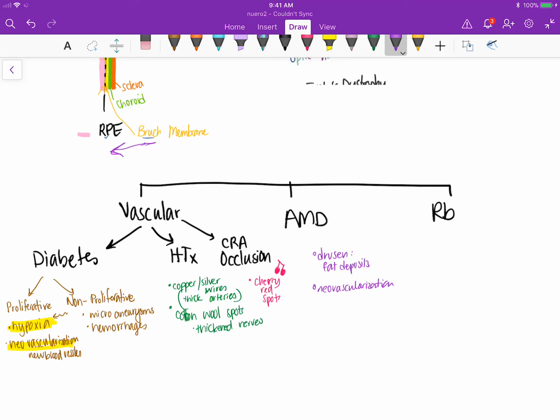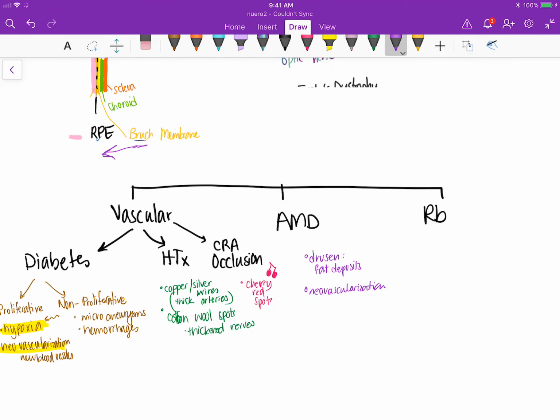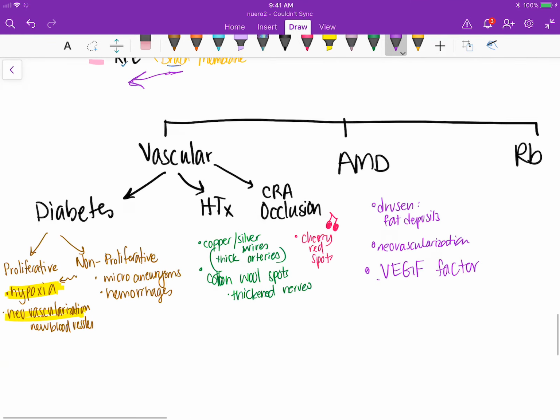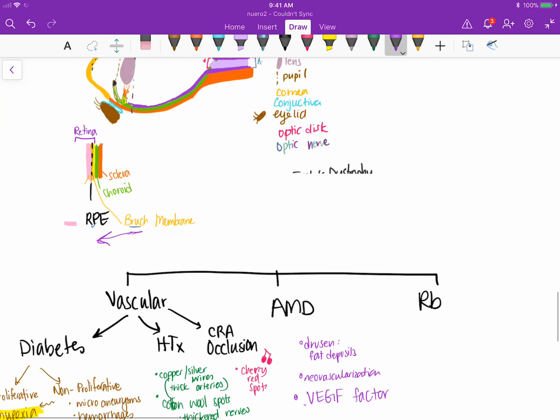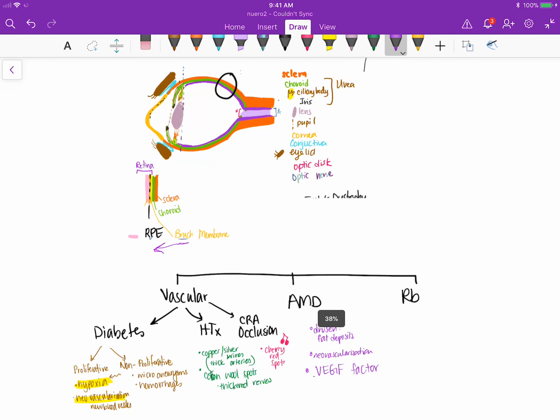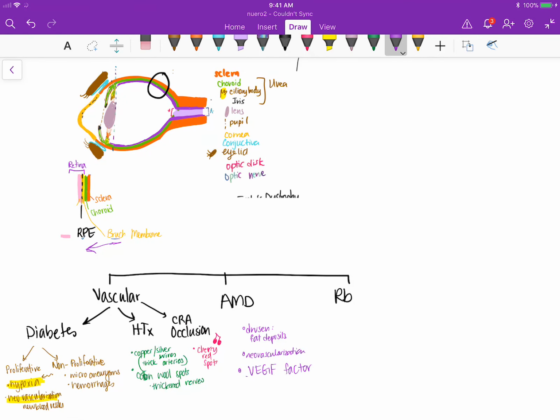You have, of course, genetics and smoking as risk factors, and also the treatment is going to be based on VEGF. VEGF is a cause for it, so anti-VEGF is going to be the treatment. So this should give you an overview of the different diseases in the retina.